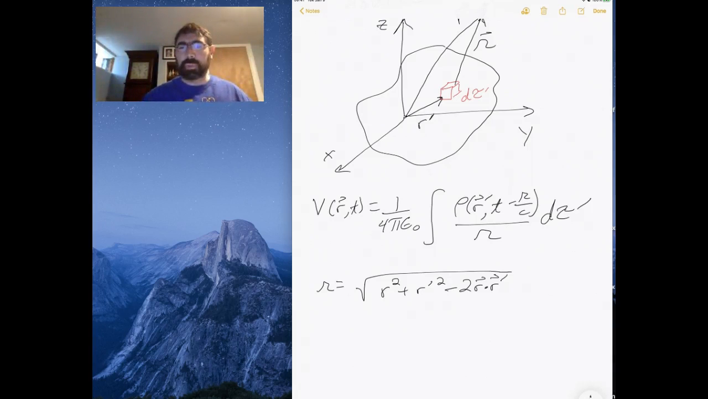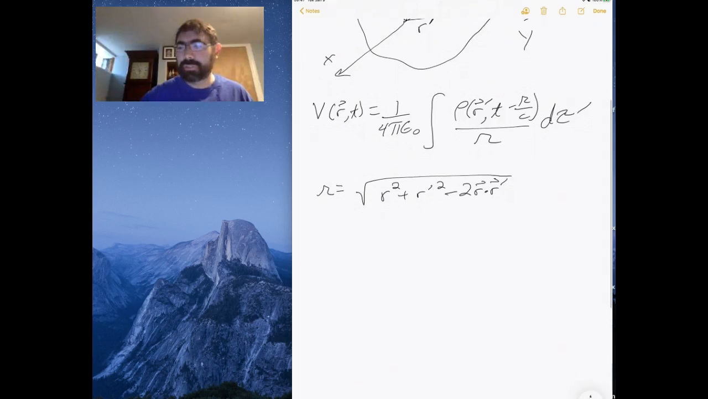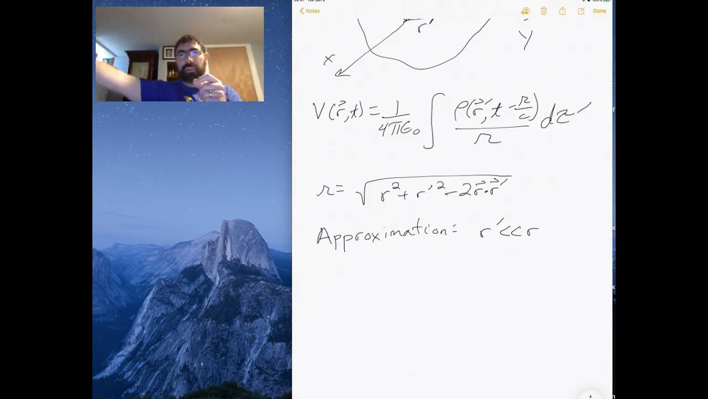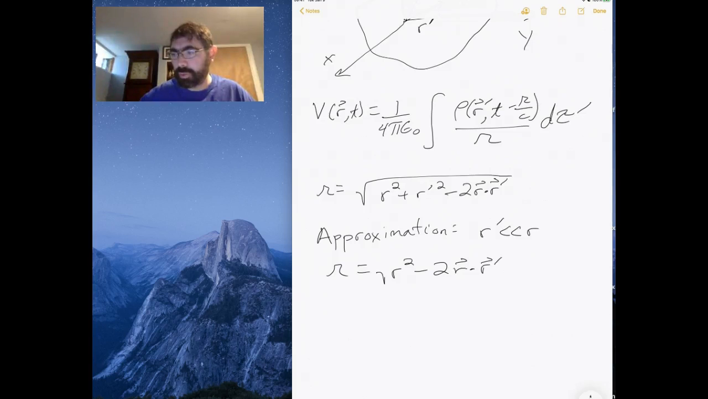Okay, so what I'd like to do is apply an approximation. Our first approximation says that the distance that we're measuring is much, much bigger than the distance from the origin to the charge. So r is going to be very far away from the source. So that reduces it to r squared minus 2 r dot r prime.